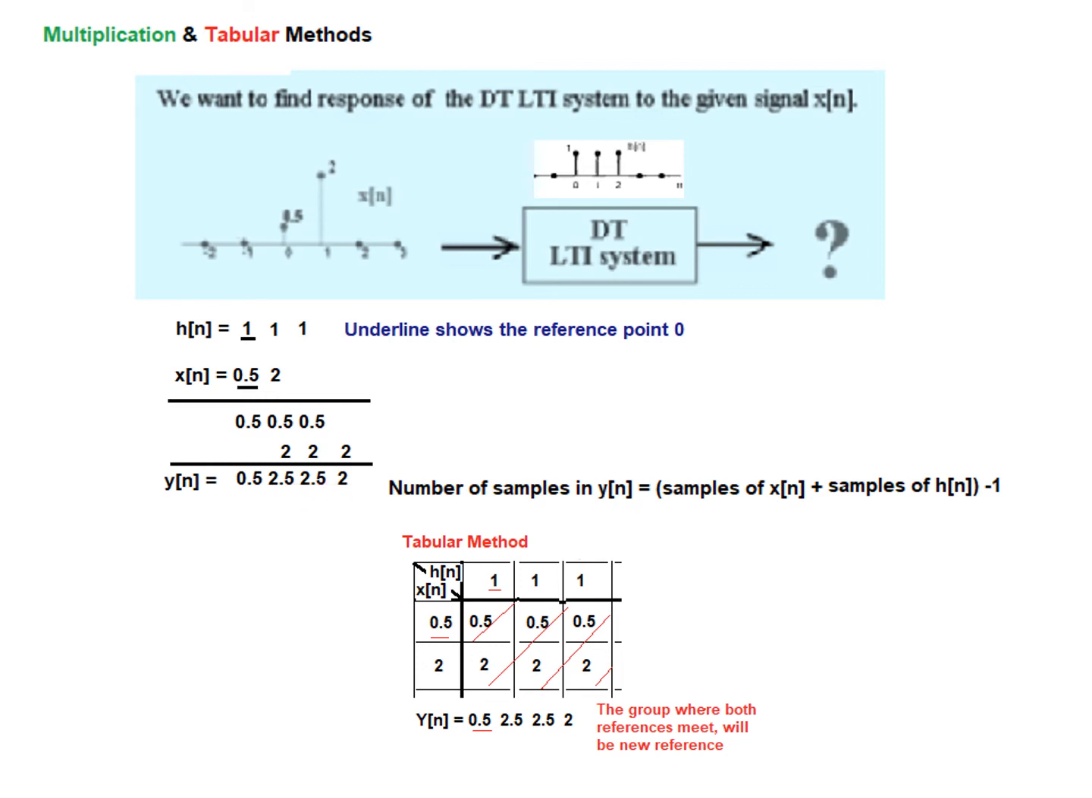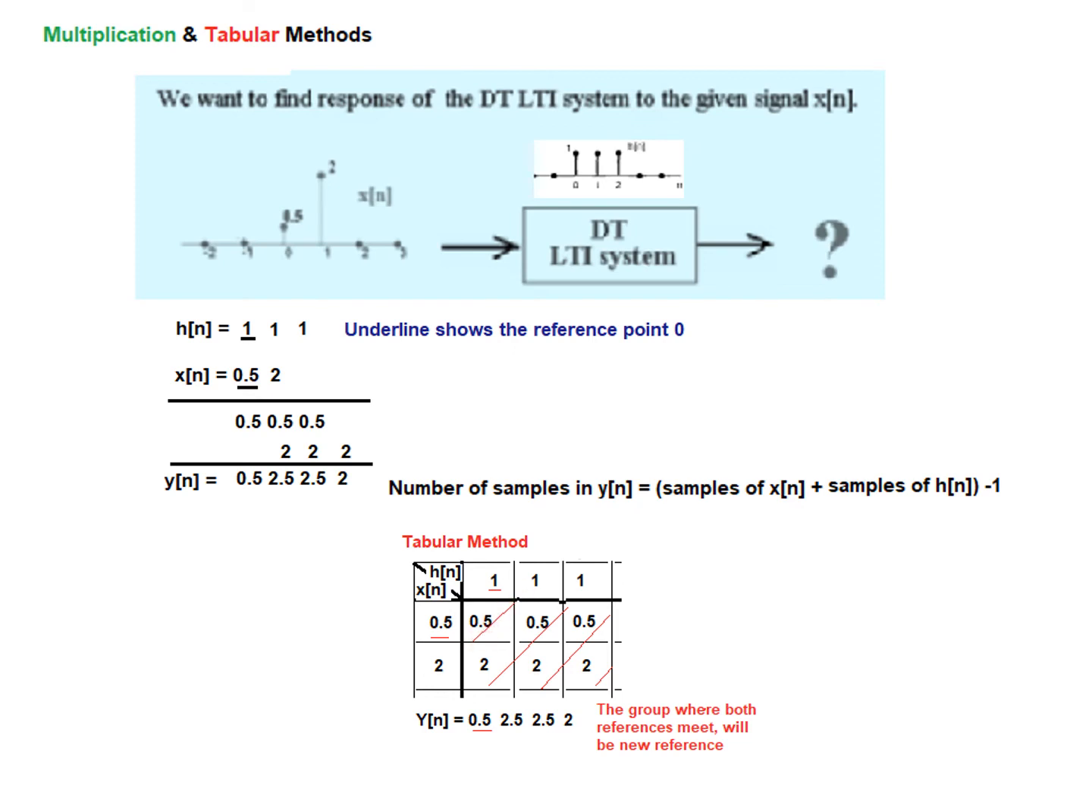There is another technique, that is the tabular method. So you create a table, h[n] and x[n]. h[n] is 1, 1, 1, and x[n] is 0.5 and 2, 2, and then you multiply the two. So this is 0.5, 2 multiplied by 1 is 2, 2 multiplied by 1 is 2. So these were all 0.5 and these are all 2. Now you draw the diagonal lines.